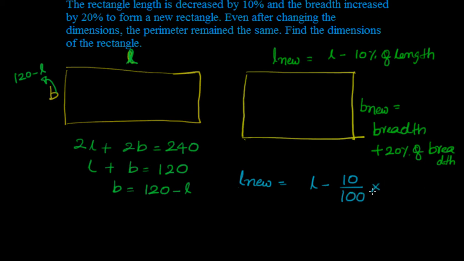So L new is equal to L minus 10%, that is 10 by 100, of means multiplication, of the length. What is the length we have? L. If we simplify that, this is equal to L minus L by 10, or can I say 9L by 10.